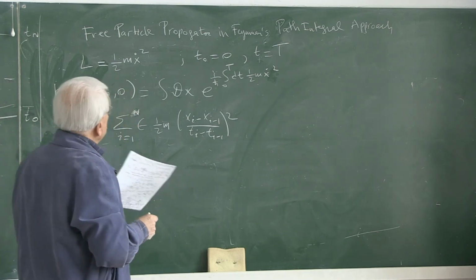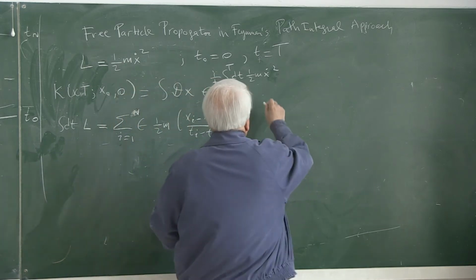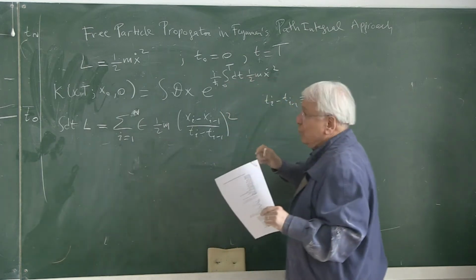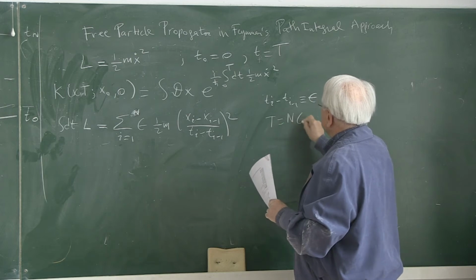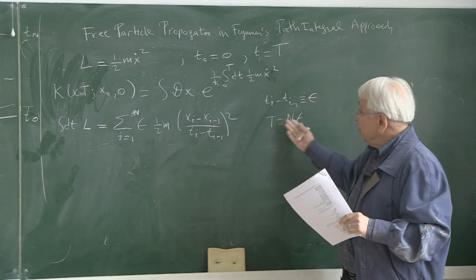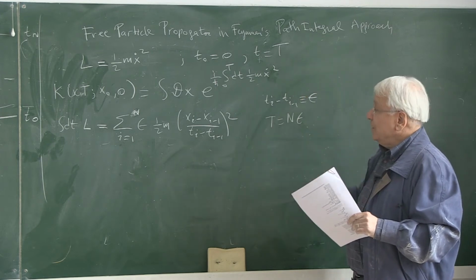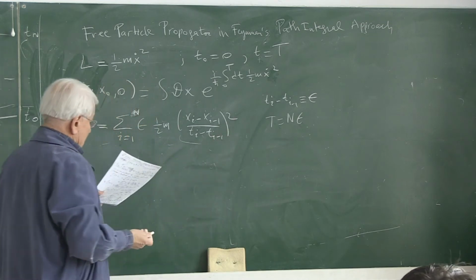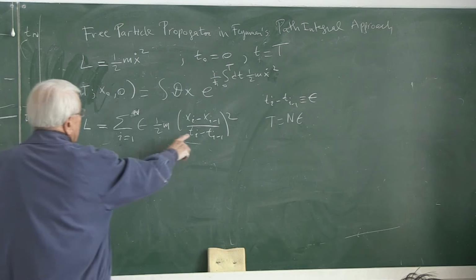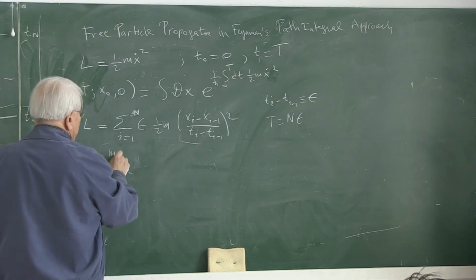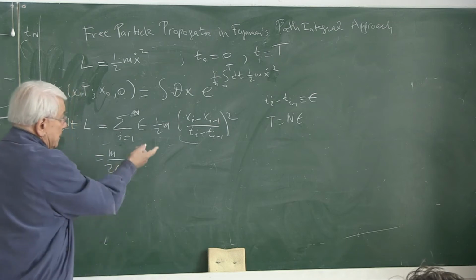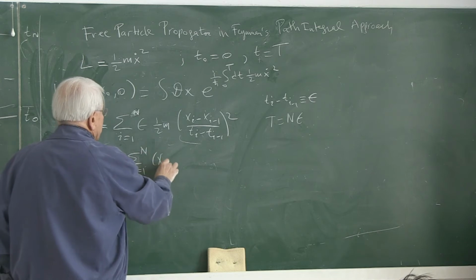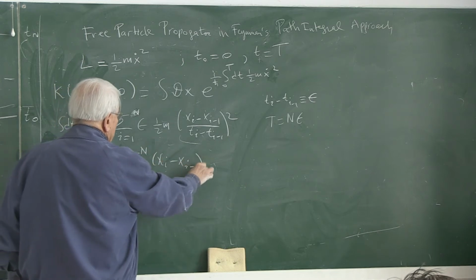Well, we have defined those infinitesimal generic intervals as epsilon, so that t is n times epsilon, or epsilon is t over n, because t is the final time minus the initial time. And so there is a 1 over epsilon squared coming out. So I take that out, 1 over epsilon squared and epsilon, so it is m over 2 epsilon times the sum over i from 1 to n of (x_i minus x_{i-1}) squared.